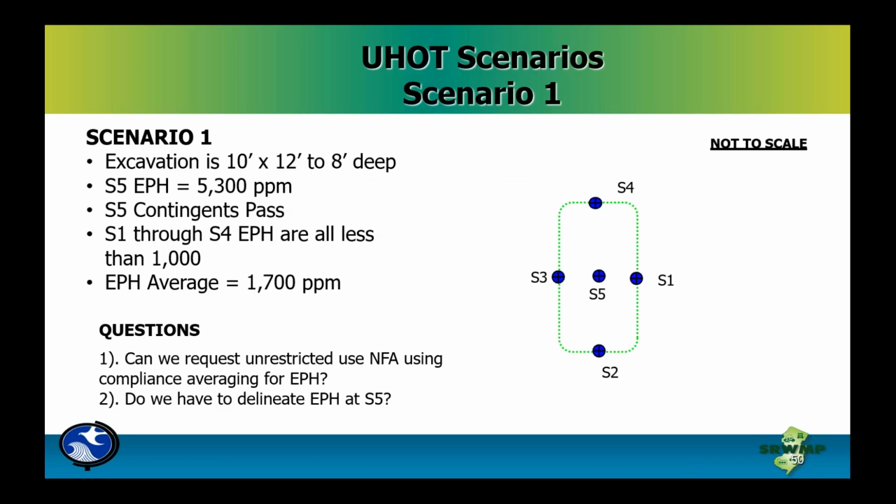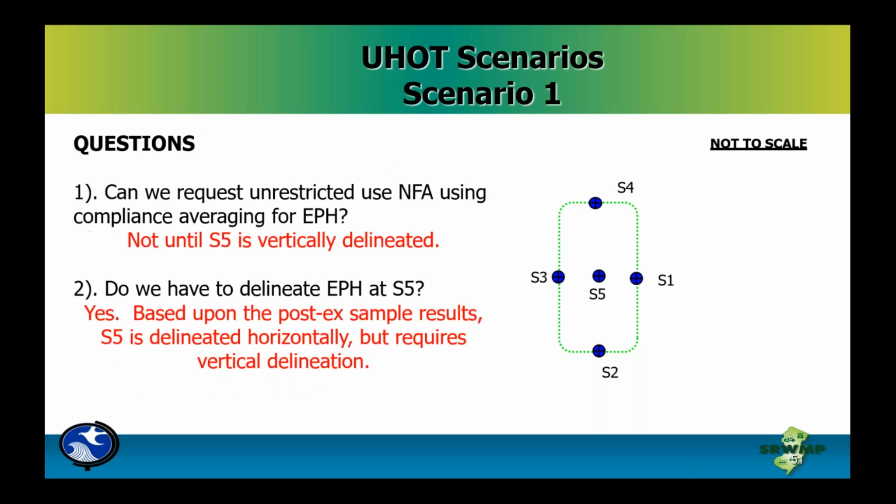All right, what we did is we sent a whole bunch of scenarios to Chris and Mike to look at. These are things that we've seen on a lot of our various projects. I'm not going to go through every part of this scenario, but you can read that for yourself. Look at the questions. Can we request an unrestricted use NFA using compliance averaging for EPH? And do we have to delineate the EPH at S5 where we had a 5,300?